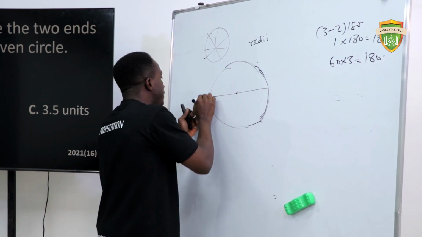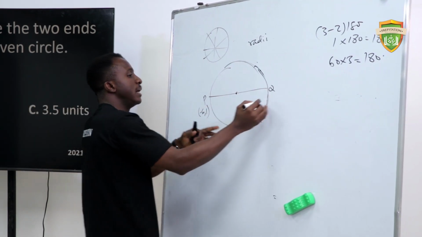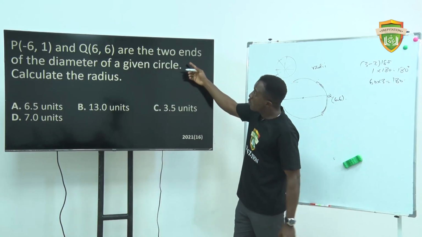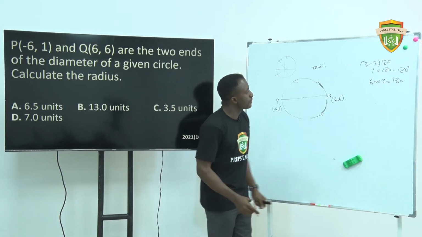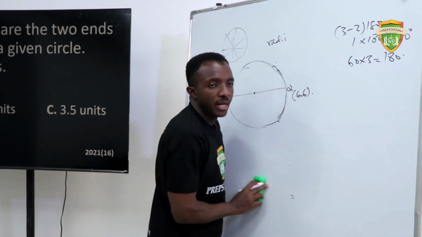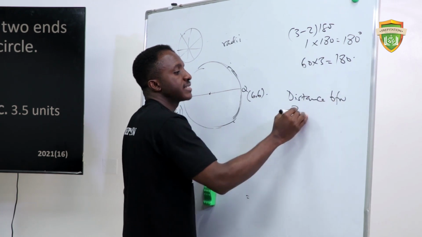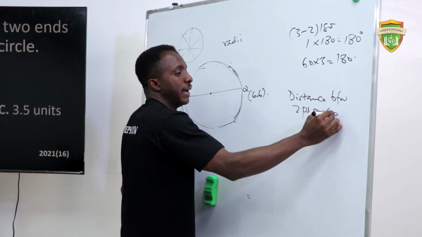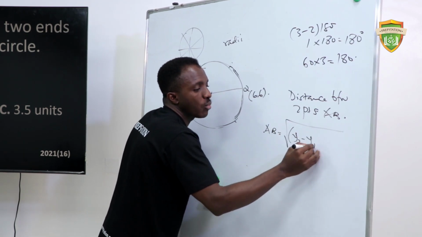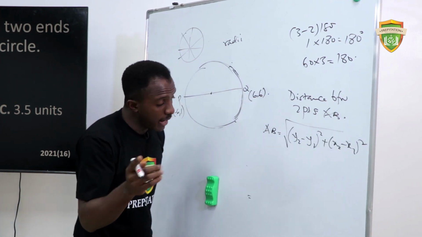So P is minus 6, 1, and Q is 6, 6. The question says they are two ends of the diameter, and we should calculate the radius. Now we need to find the distance between these two points. Let me quickly give you the formula. The distance between two points A and B, AB, is the square root of y2 minus y1 squared plus x2 minus x1 squared.